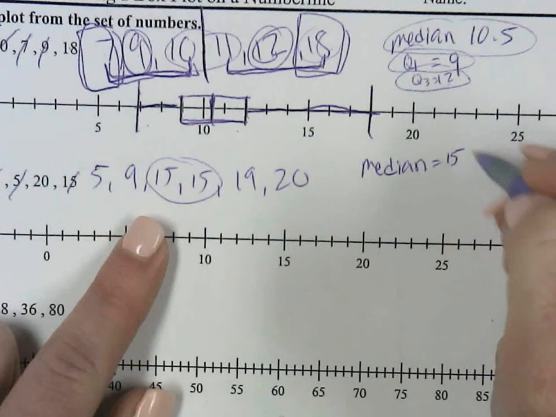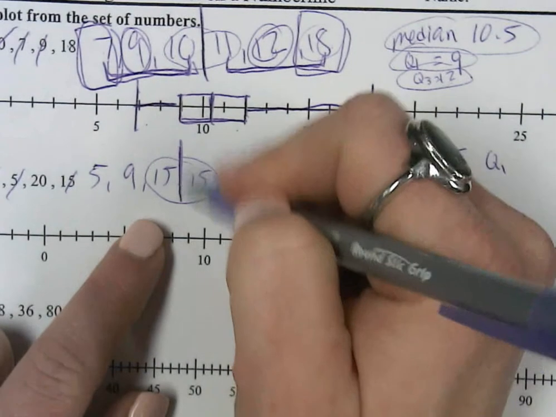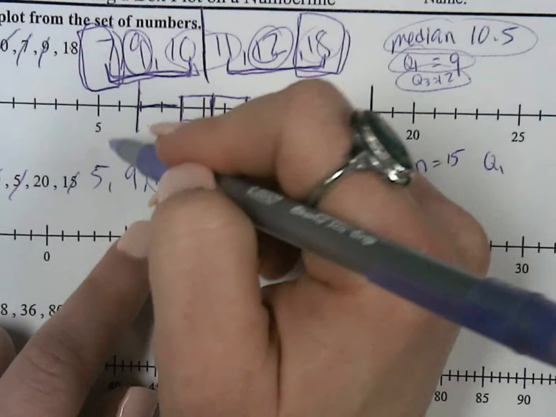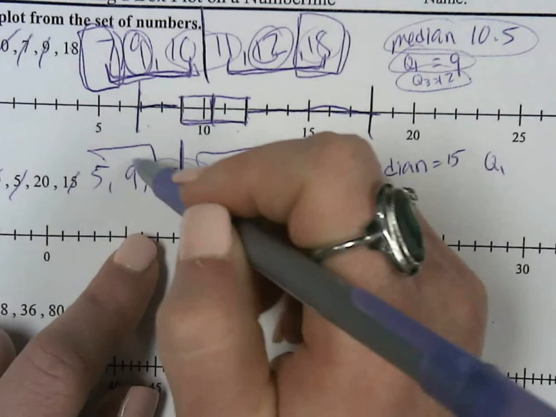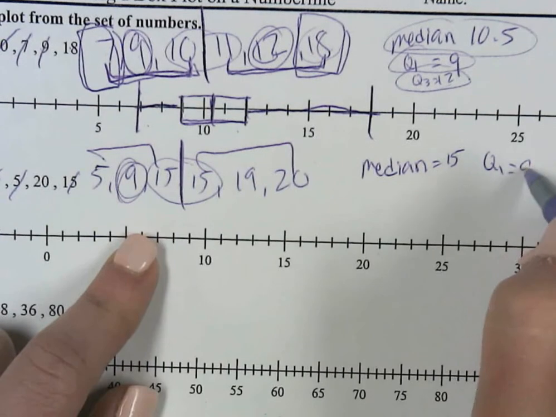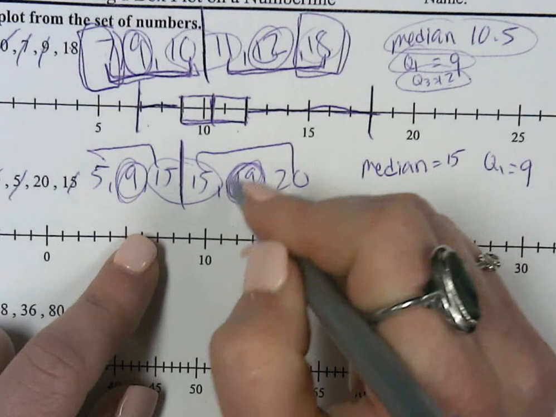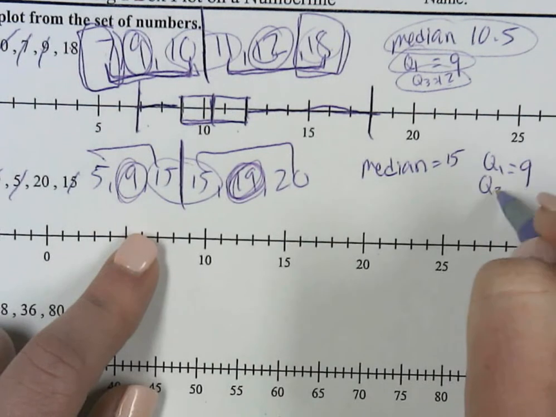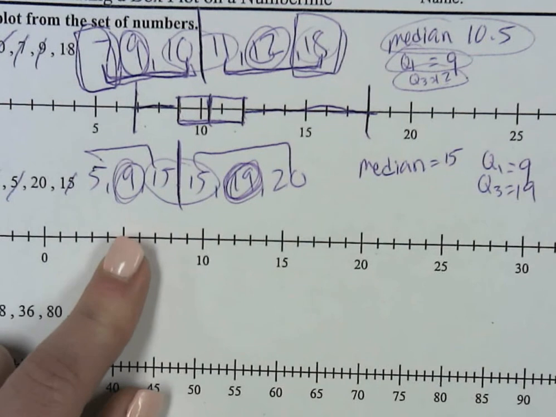Now let's go find Q1. Remember, the median divides your set in half. Now look at your first section and then your last section. The middle of our first section is 9. The middle number of our upper section, Q3, is 19. Now we have all the pieces. Now we're just going to draw that visually.